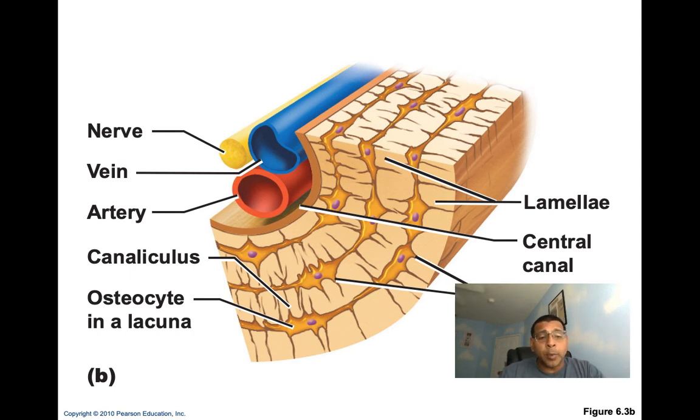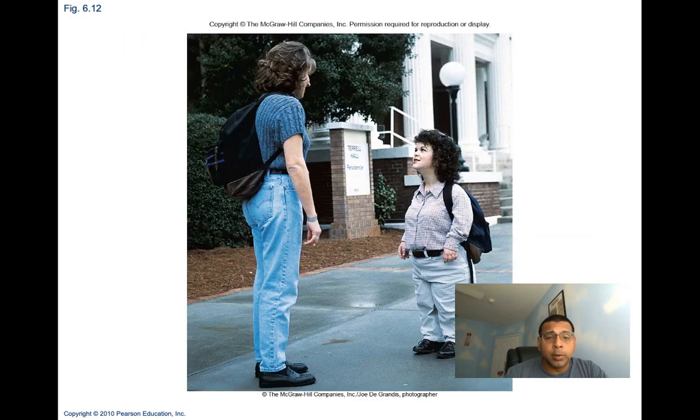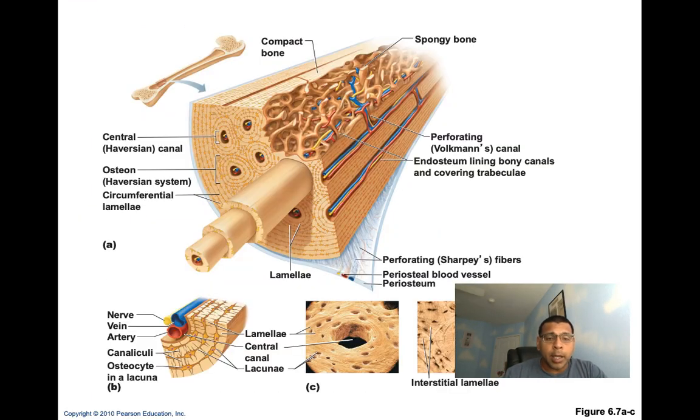Now when we talk lamellae, we have two types of lamellae. So let's move out to here, and here we can appreciate the two types. We have first what we call interstitial lamellae. Interstitial lamellae are the lamellae that fill the gaps in between the osteons. So that's what we've been looking at, basically these interstitial lamellae.